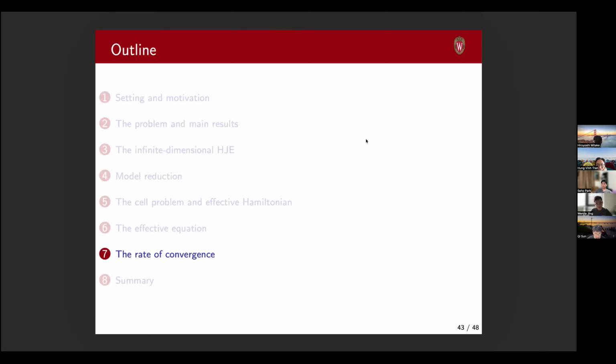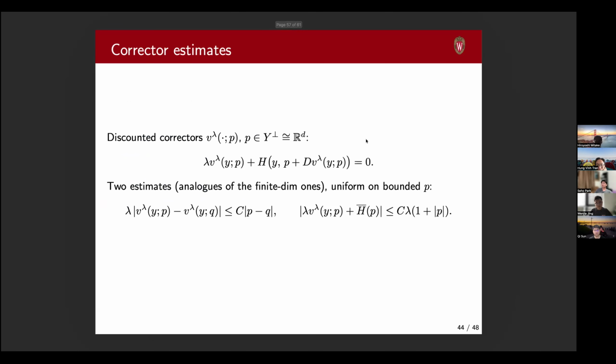And then the remaining part is about the convergence rate. I will briefly explain the sketch of the proof. First, we can make the estimation of the discounted corrector V of lambda, and again V of lambda is defined on the compact space SFD. So we can find the estimation of V lambda, such as lambda times V lambda is Lipschitz, and negative lambda V lambda and H bar are close to each other. And it is identified when lambda goes to 0.